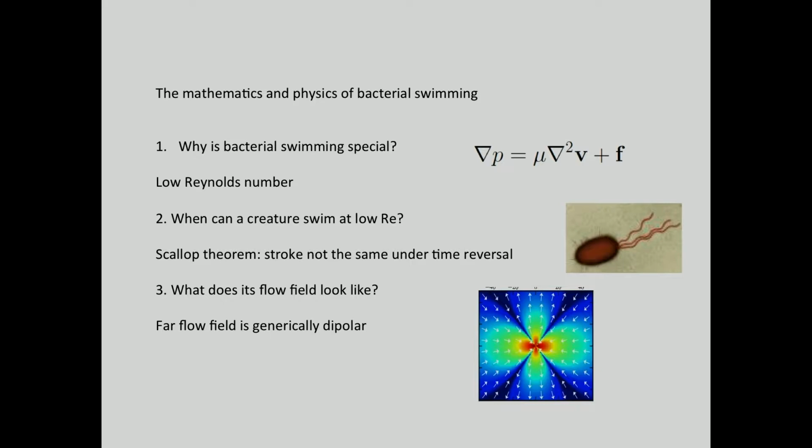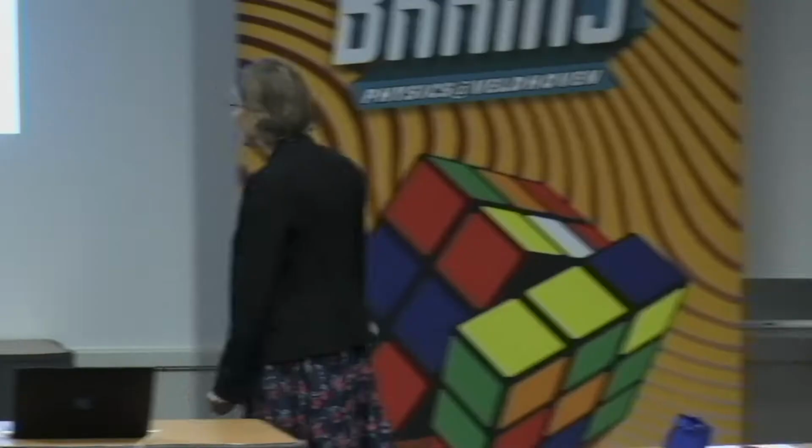So that's part one, and those are the questions we've answered in part one. Bacteria swim at low Reynolds number, which makes them special. And there are two things which are sort of exciting about them. First of all, the scallop theorem thing, that's why they've got long wavy tails, because they have to propel themselves by some sort of wave. And then the other thing, which I think often has much more effect on at least theoretical physics, is that you've got these far flow fields which have this special dipolar symmetry to them.